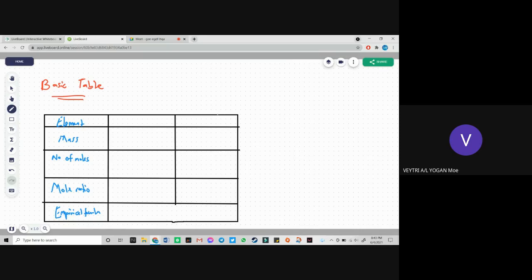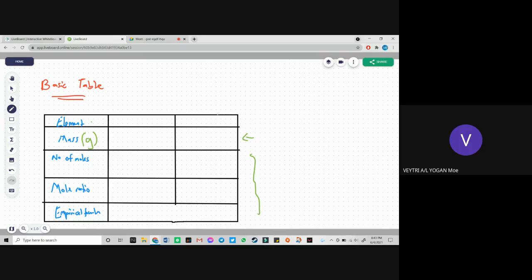Now, I'm going to show you guys. Number one is what do you actually write in this basic table, and number two, how do they mark this particular basic table. Number one, you have to label it as element. Number two, mass, you have to write in gram. You have to write the unit. If you don't write the unit, it's wrong. Okay? If it's wrong here, the marking system is wrong here, everything will be wrong.